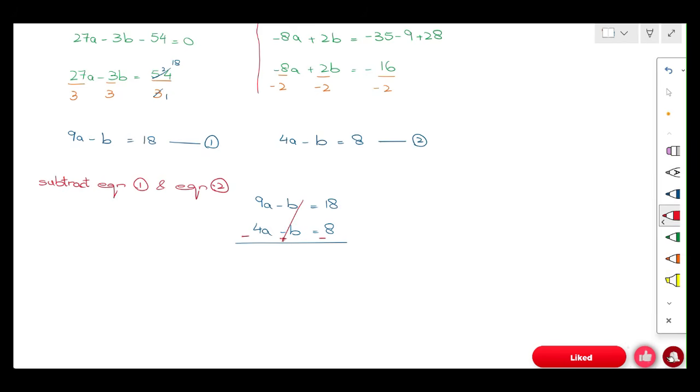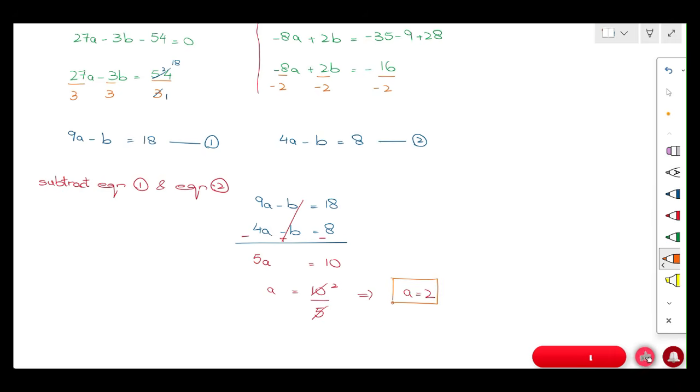Negative b and positive b cancel out. From 9, if you take away 4, we are left with 5a. And from 18, if we take away 8, we are just left with 10. Now the a value is 10 divided by 5, and 5 times 2 is 10. From here we got a equals 2, right? We got the value for a.